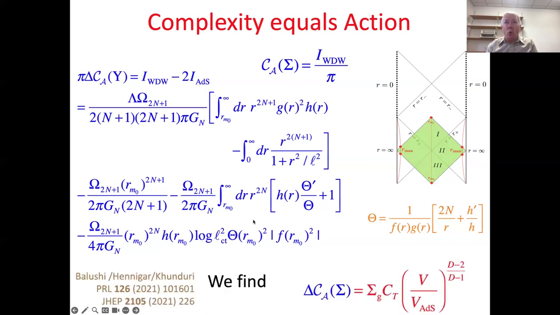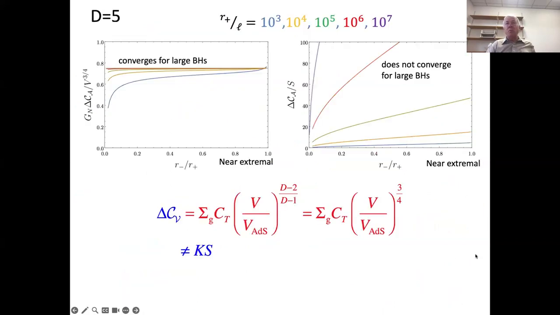And when you grind this out for G, H, and F, doing these integrals, we discovered that the complexity scales like the thermodynamic volume over the AdS thermodynamic volume, if you like, with the AdS length, multiplied by this exponent. So when you had no rotation, this becomes the entropy. But if you do have rotation, then it doesn't. And I think it's easier to demonstrate this with a graph.